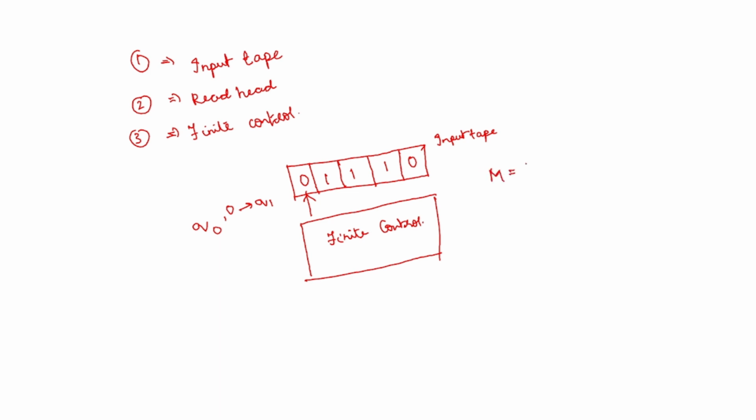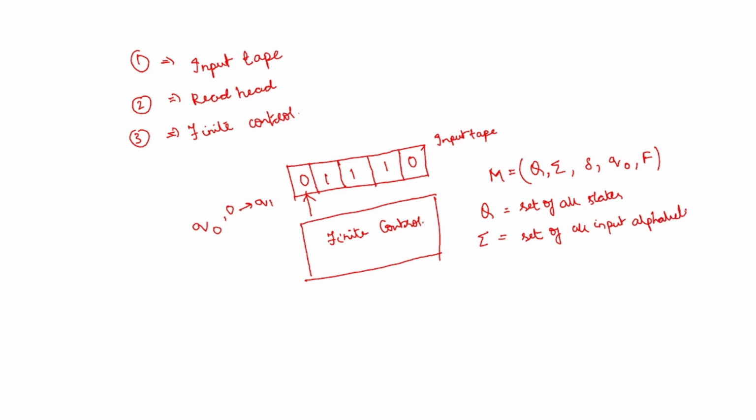So finite control is defined with five major elements, where M is our model and it has Q, sigma, transition function delta, q naught, and F. Here Q is the set of all states, and sigma is a set of all input alphabets that I am using here, and this is a transition function.